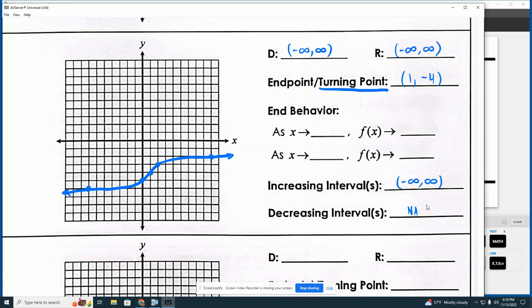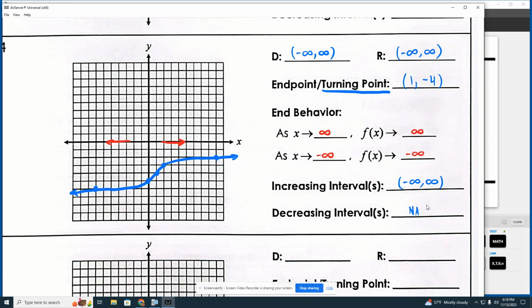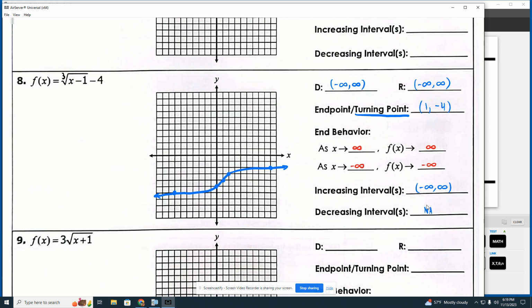Now, in behavior, remember how this works? As x approaches infinity, what's that mean? As x is going off to the right, what's y doing? Well, it's going up. I know it's gradual, but it is always going up as it moves to the right. But what about as x goes to the left? As we go to the left, isn't it always going down? So there you have it. There's my end behavior. Again, these are words that you're all familiar with, so it should be something that you can do, no problems.